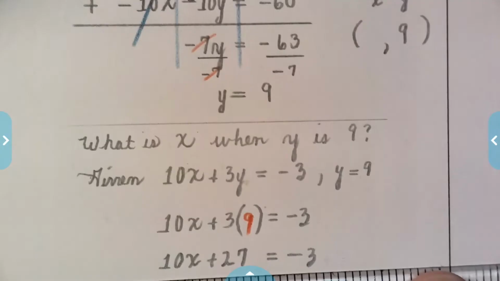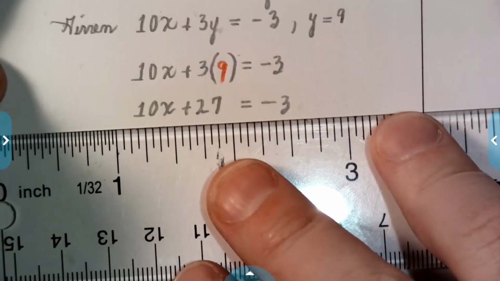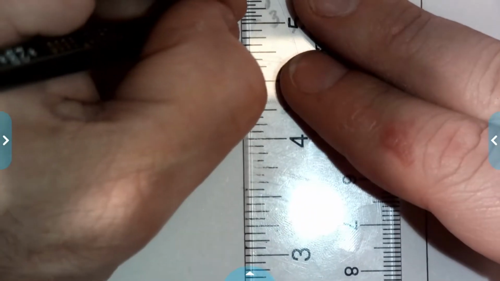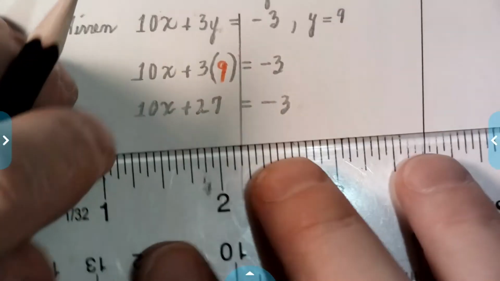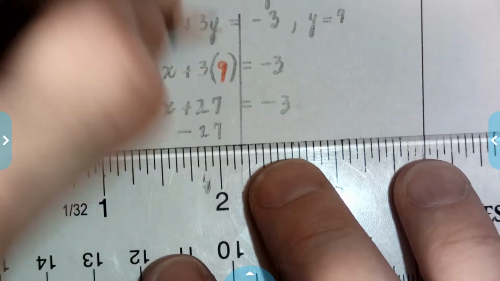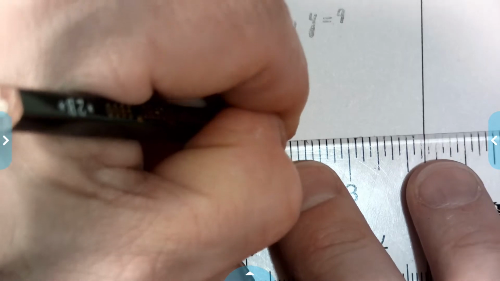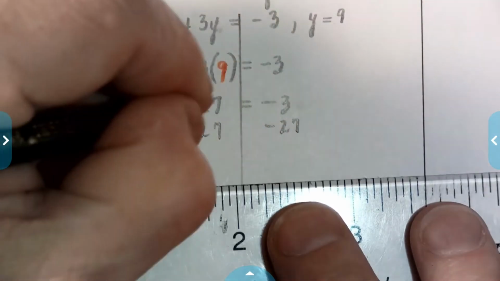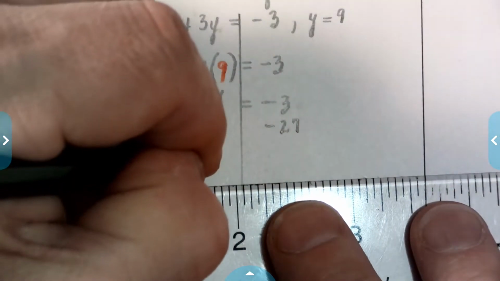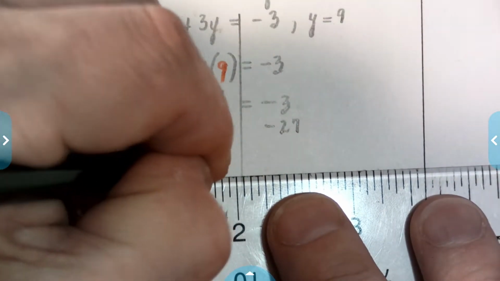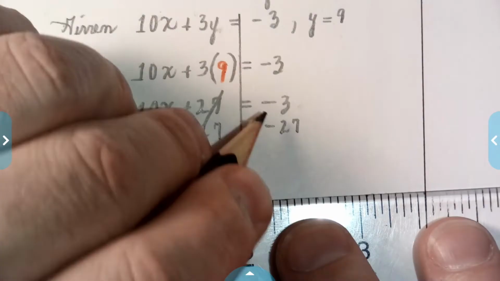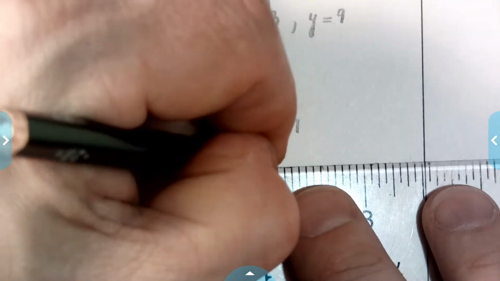All right, so I'm trying to get that x by itself. So the first thing I'm going to do is subtract 27 from both sides. These equal signs lined up. Subtract 27 from both sides. Cancel out the 27s on the left. I have 10x equals, and then negative 3 minus 27 is negative 30.